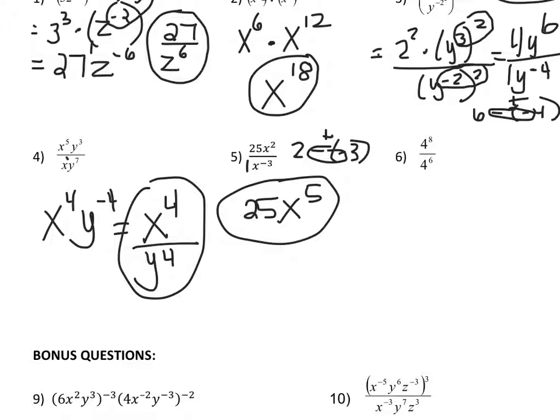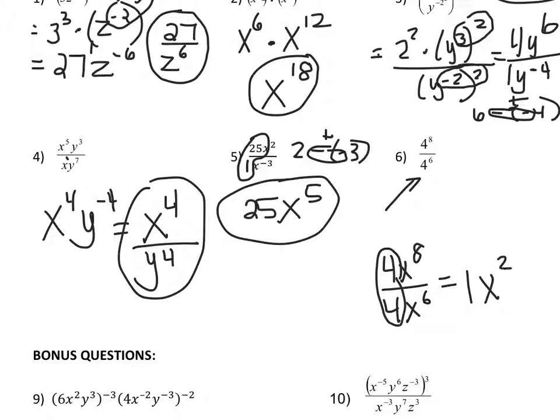Now, many of you here got 1 squared as your answer, and I know exactly what you did wrong. You divided 4 by 4. Very common mistake, because we divide the coefficients like we did here. 25 divided by 1 gave us 25. However, in this problem, the 4's are not coefficients. This would be different. If it said 4x to the 8th divided by 4x to the 6th, in this case you would divide the coefficients. 4 divided by 4 is 1, and you would subtract the exponents. 8 minus 6 is 2. Different than the problem here.